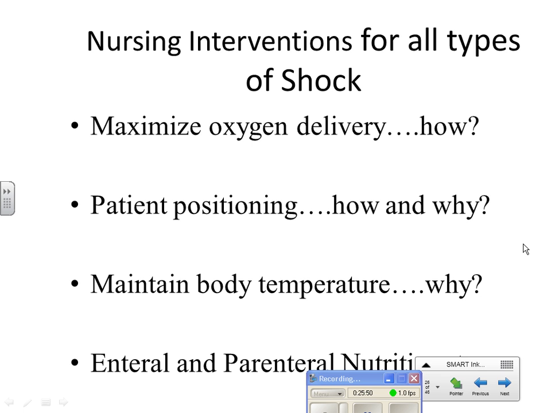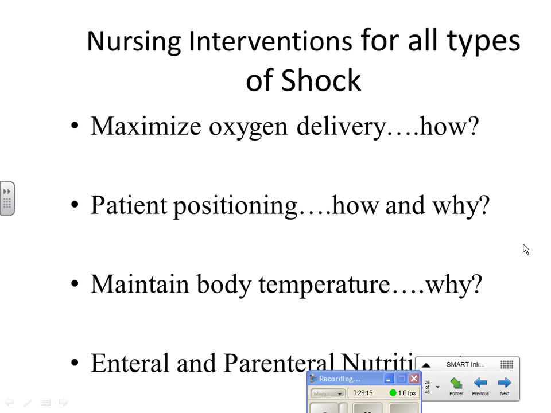Why is it good to maintain a normal body temperature? Right, the body has to work hard to maintain a normal body temperature. So if the patient is too hot or too cold, it's using a lot of energy to try to normalize the body temperature. And when you're using a lot of energy, you're using a lot of oxygen and nutrients, and your cells are already crying out for oxygen and nutrients when you're in shock. So helping that patient maintain a good normal body temperature is very important.